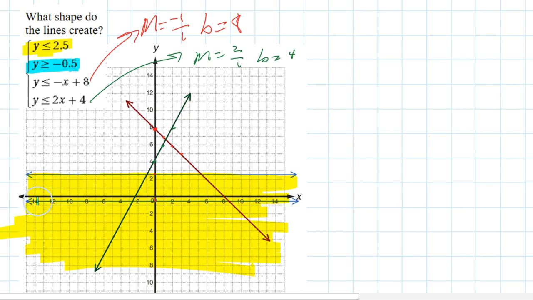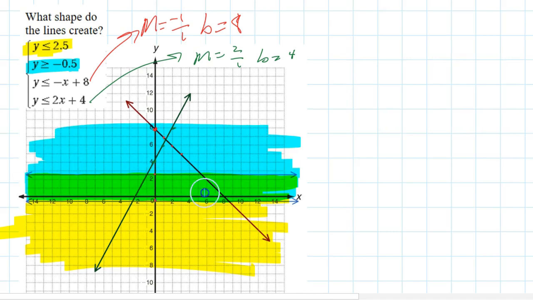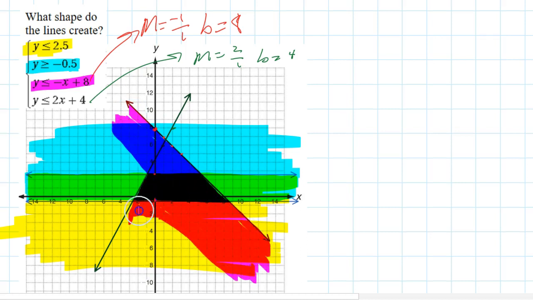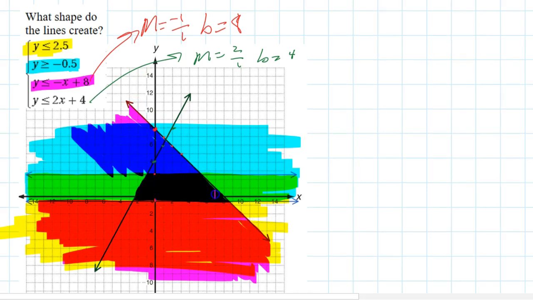Then the next one says y greater than negative 0.5. So I go to negative 0.5 and I'm shading everything greater. Greater is going up. The next one is the red line. It says y is less than negative x plus 8. So y is everything going down below the 8. I think you can see where we're going with this. And then we have one more that says y is less than the negative 2x plus 4.